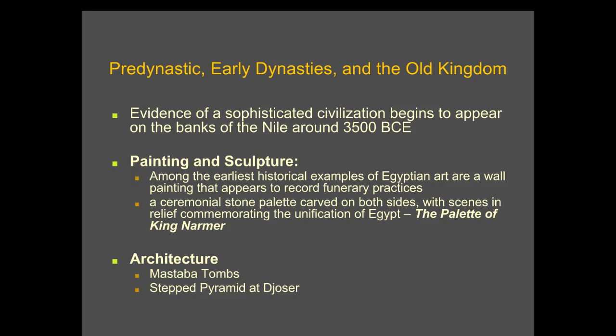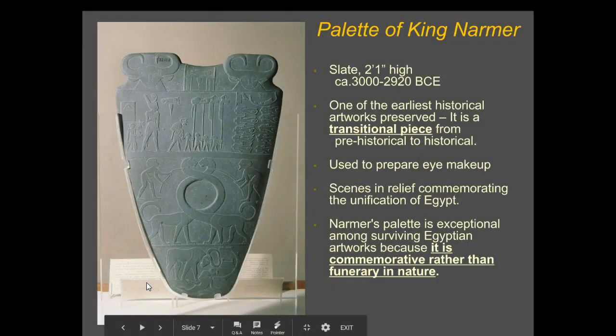So what you're looking at here, we've got evidence of sophisticated civilization, which begins to appear again on the upper banks of the Nile, or the Lower Egypt. Paintings and sculptures. We've got historical examples of Egyptian art that they've been finding pretty much in these funerary practices. Ceremonial stones carved on both sides. We'll see that in the palette of King Narmer here in a second. And then as far as architecture, we're looking at mastabas and these like the stepped pyramid at Djoser.